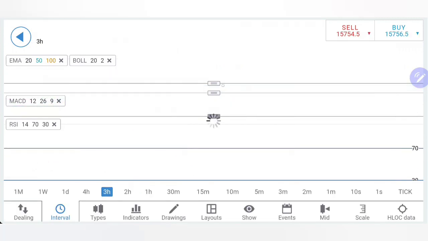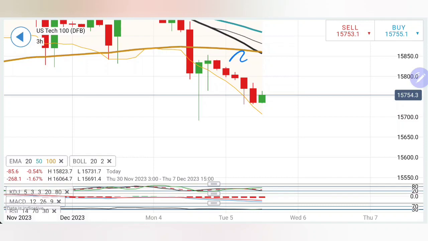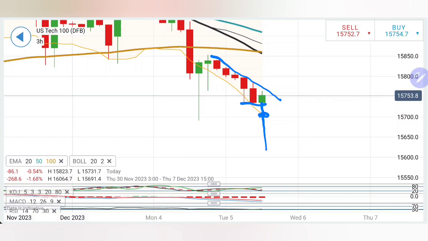RSI is flat. Coming to 3-hour charts, look at 3-hour charts. See, lower highs are done, and if it breaks below this zone and then 15,700, remember, do not buy, do not think of buying Nasdaq 100 below 15,700 levels.